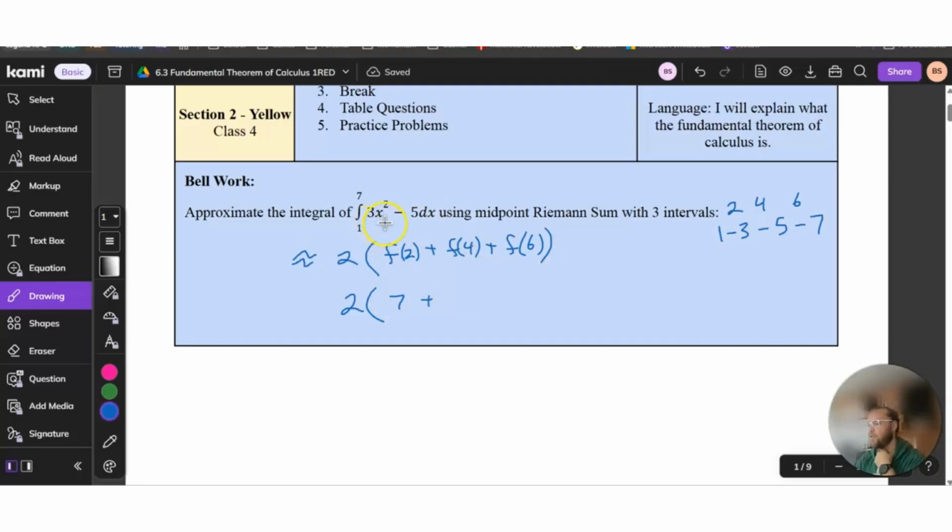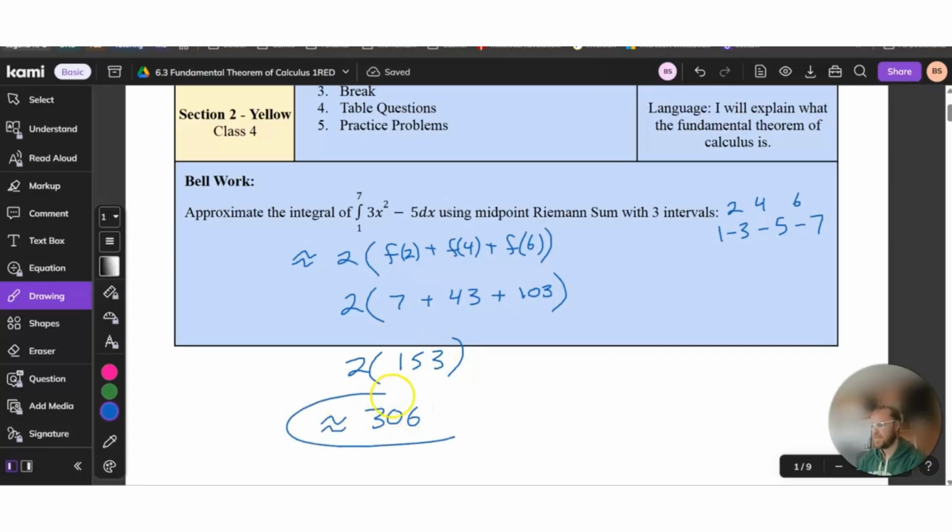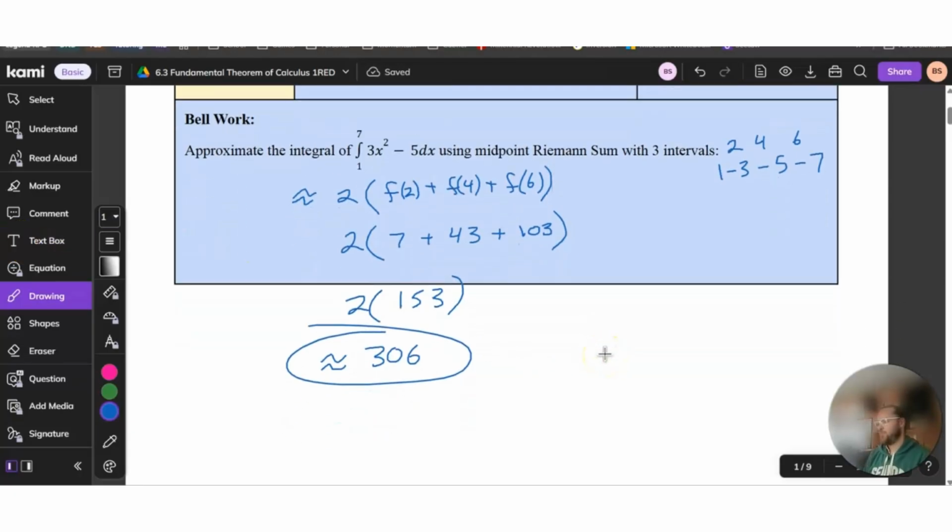4 squared, 16 times 3 minus 5. 43. Yeah. 6 squared, we're getting the big one, 36 times 3. 108 minus 5, 103. So it's going to be 5153, which means it's 306. Look at how amazing we are. We did all that in our head. Well, I didn't, you guys told me all the answers. I just wrote them down.